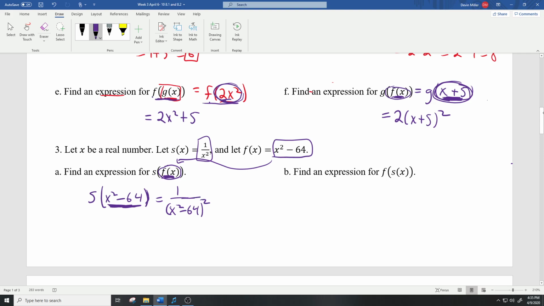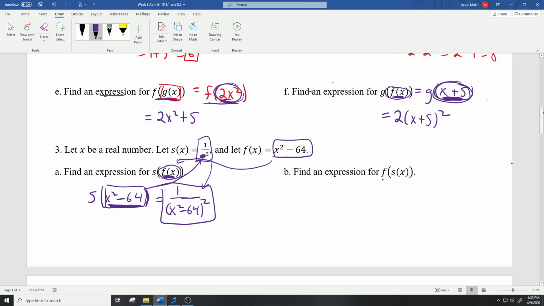So look what I did there. I took the x squared minus 64 that's inside here, and that replaced that x in here. Take that out and put it in there, and your final answer is here: 1 over the quantity x squared minus 64, squared. It's a little bit more difficult, throwing a fraction in there. So let's try the other way.